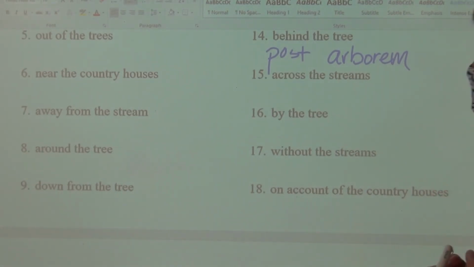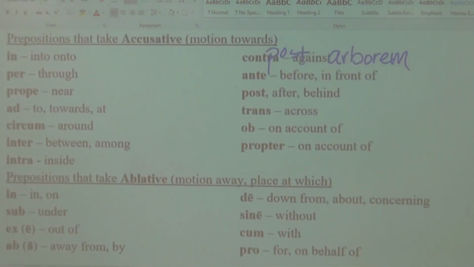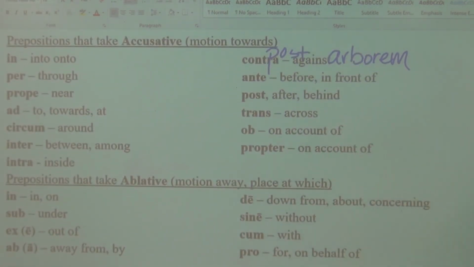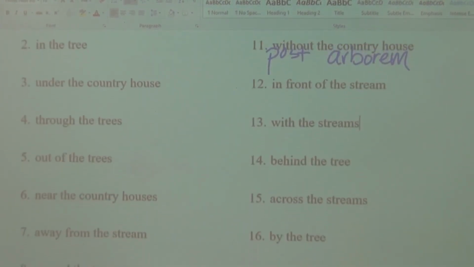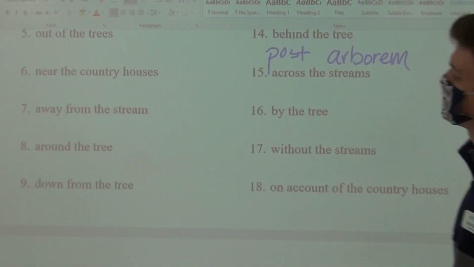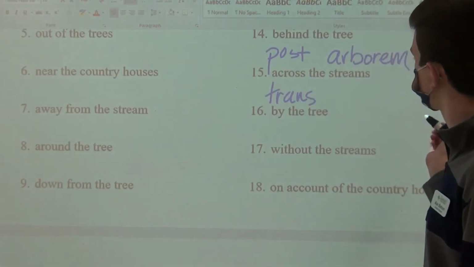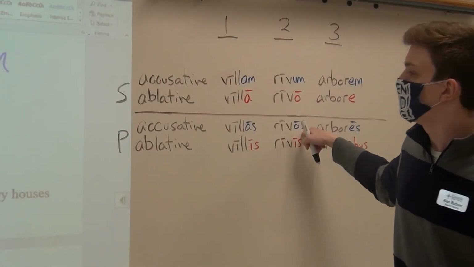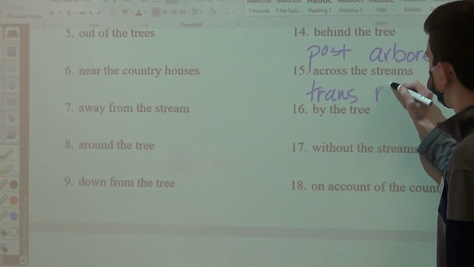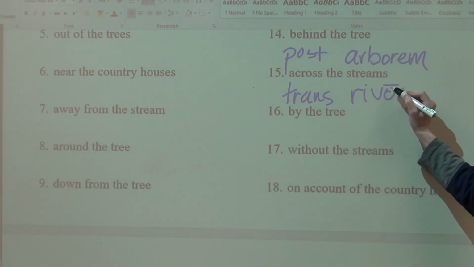Across the streams. Number 15. If you come up all the way here, we see that across is trans. So it means across. That takes the accusative, so we want to make it blue. So trans. And then streams, we know that our accusative plural ending is OS for second declension. So it would be rivos. It's O.